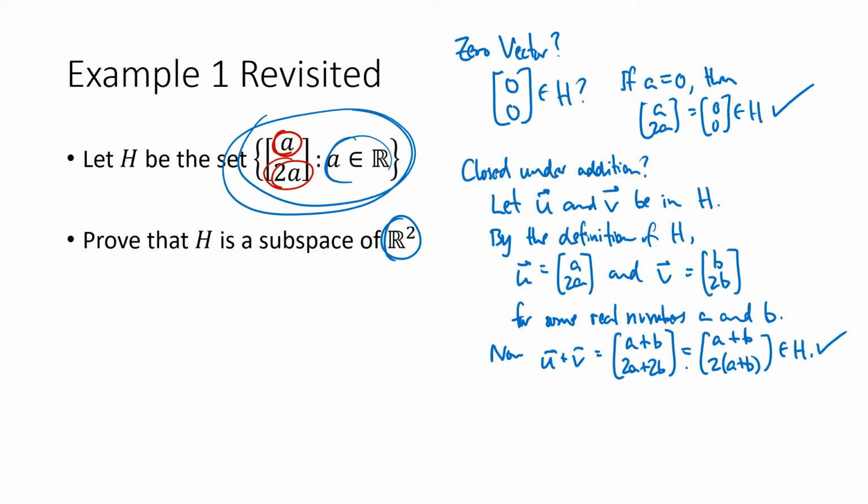Okay, so we've got 2 out of 3, right? So proving something's a subspace, we've got a lot of work to do. We've gotten our first property and our second property. Our third property is that this has to be closed under scalar multiplication.